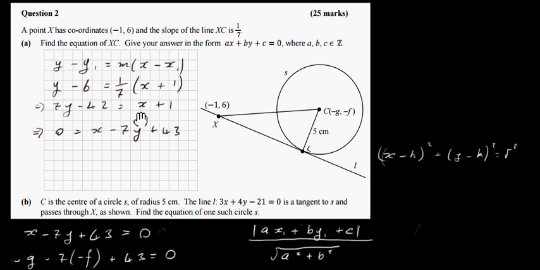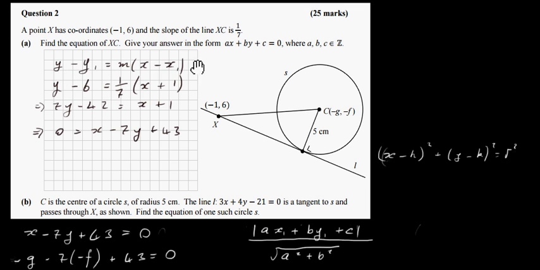Question 2 is point x has coordinates -1, 6, so -1, 6 here. Slope of the line xc is 1 over 7. So the slope of this line here is 1 over 7, and xc goes through the center. C is the center. The coordinates of the center are -g, -f. Now, the first thing they ask you to do is find the equation of this line here. Very straightforward. They even give you the slope.